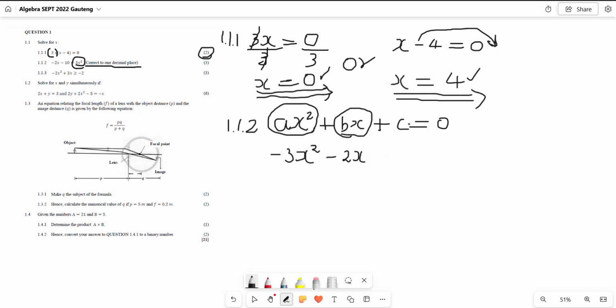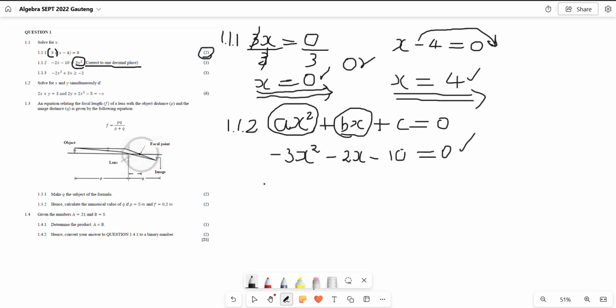Then it says plus c. C is the constant number without an x. In this case, the constant, the number without a variable x, here it is. It remains the same, which is negative 10. That is equal to 0. Then you will be awarded 1 mark for the standard form of a quadratic. Now, we have a quadratic equation in the standard form.